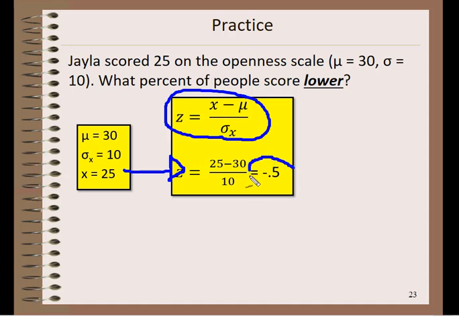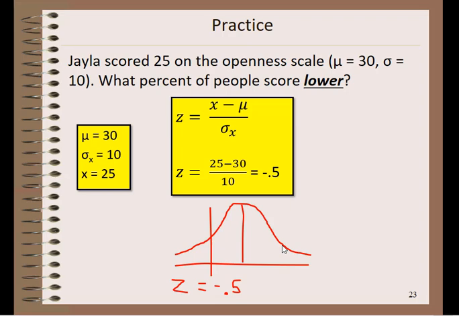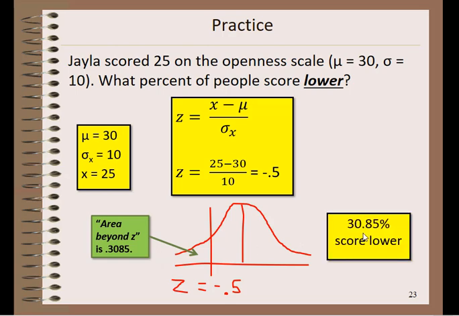All right, so this z-score works out to be negative, and I'm going to draw my little sketch, and I'm locating it on the left side below the mean. So that falls in the area beyond the z, which is equal to 0.3085, which means that 30.85% of people score lower than JLA.